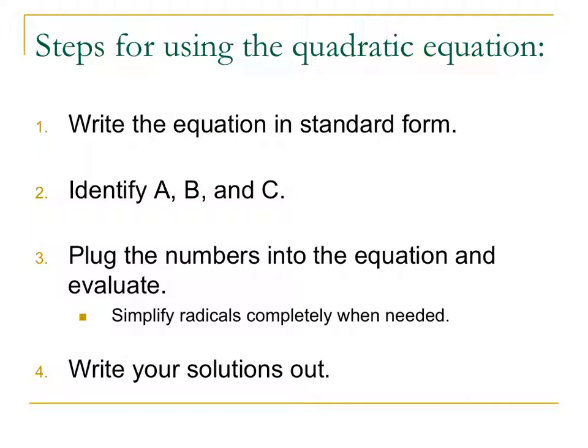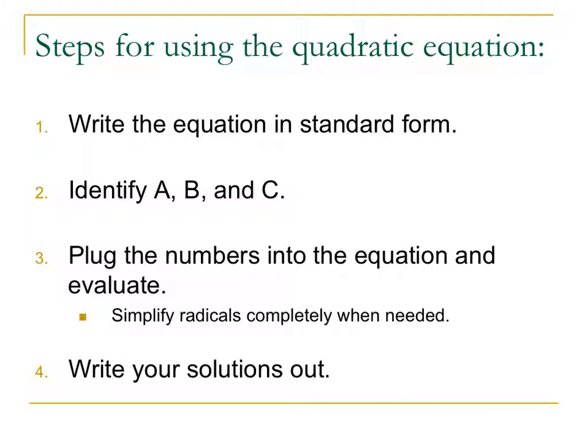Your steps for solving with this would just obviously be to put the equation in standard form, identify a, b, and c, plug them into your equation, and evaluate. While you're evaluating, you're going to want to simplify your radical. So within your square root bar, you're not necessarily going to take the square root unless it's a perfect square number. If it's not, you're going to just simplify the radical the way we were doing in class, and then you'll write your solutions out.